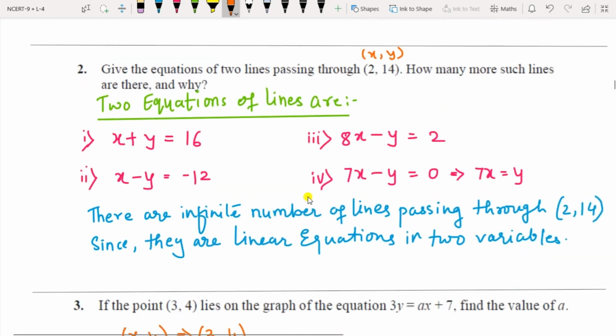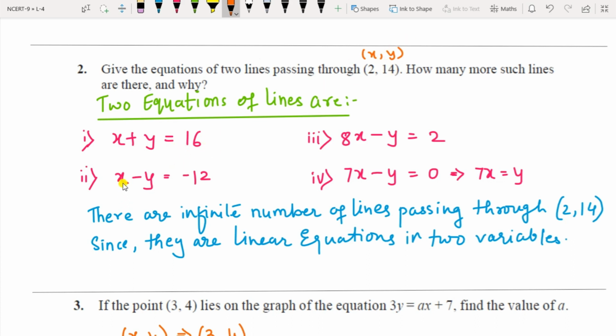Question 2 here. Give the equations of two lines passing through 2, 14 and how many more such lines are there and why. 2, 14 means x is 2 here, y is 14. So you have to write the equations such that if you substitute these values, you should get the correct value of the equation. So here I have taken x plus y equal to 16. If you substitute 2 in place of x and 14 as y, you get 16. That is satisfying these points, or these points are satisfying this equation.